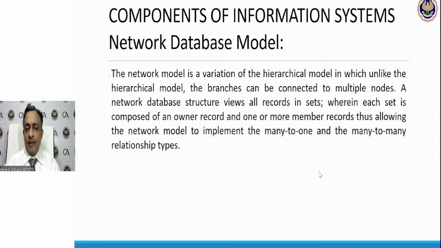The key character of hierarchical is the inverted tree parent-child relationship. The network model is a database structure where you have records in sets, where each set is composed of an owner record and one or more member records, thus allowing the network model to implement many to one and many to many relationships. One analogy I generally draw with the network model is an HUF, Hindu undivided family. It has a Karta and members you call co-partners. Exactly this is how the network database model looks: owner record, Karta; member record, co-partners. You can remember it that way.